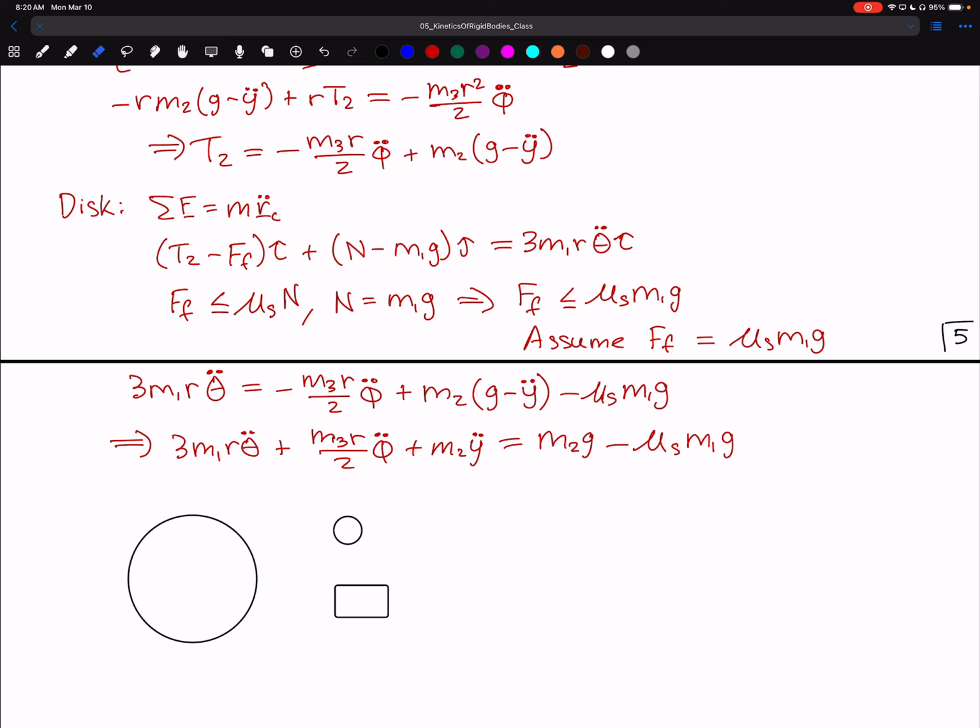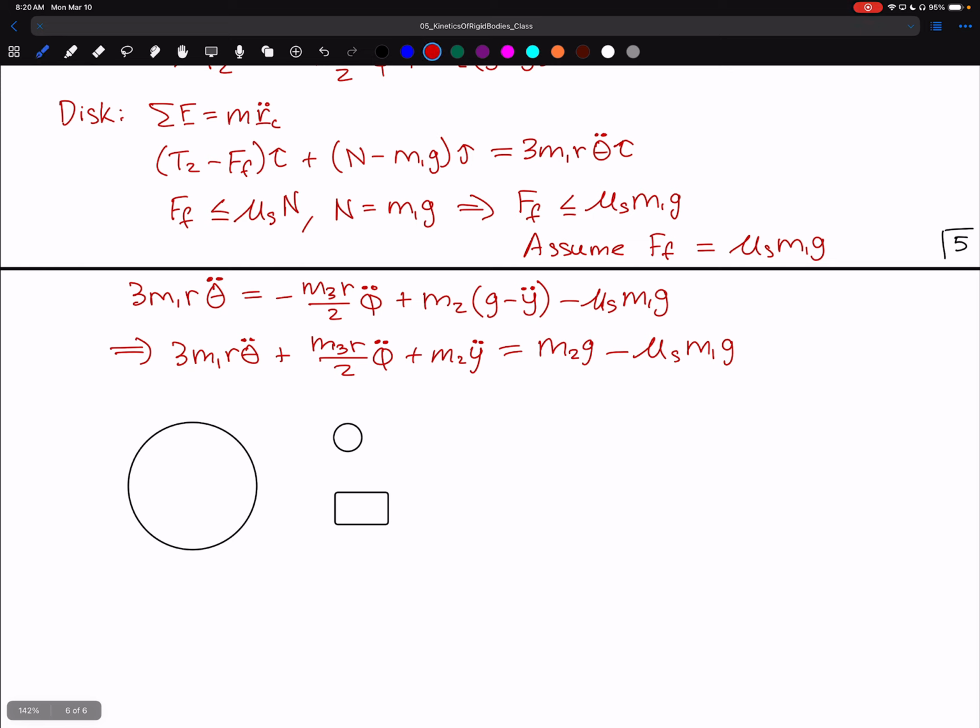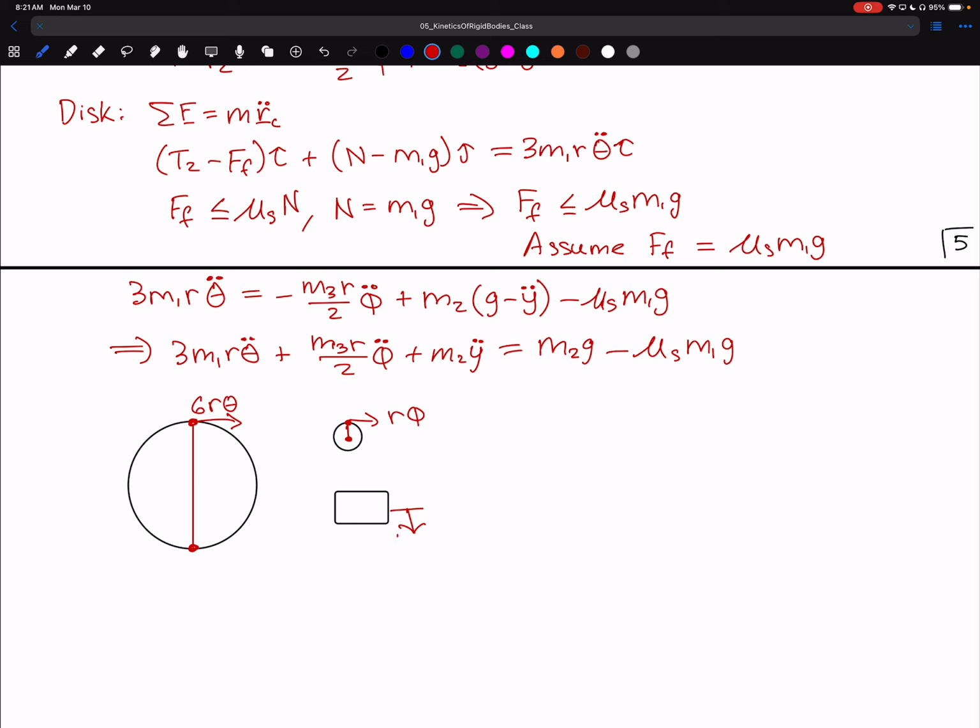Okay, so because we're rotating about the contact point right here, the motion at the top, way at the top here, is going to be equal to 6r theta, so twice the radius, which is 3r, times that angle. That is our displacement up here. The displacement up here that connects here, this is going to be r times phi. And then the displacement going down here, y, that's going to be equal to r phi.